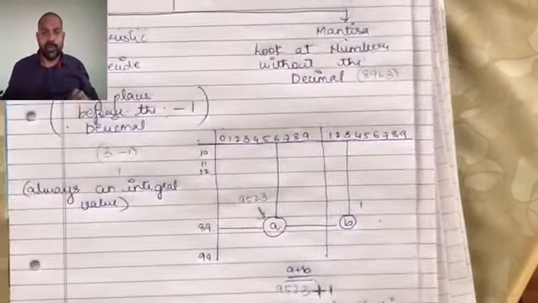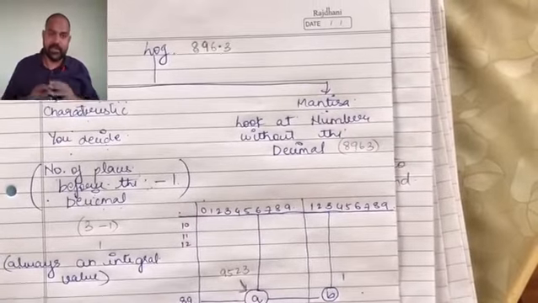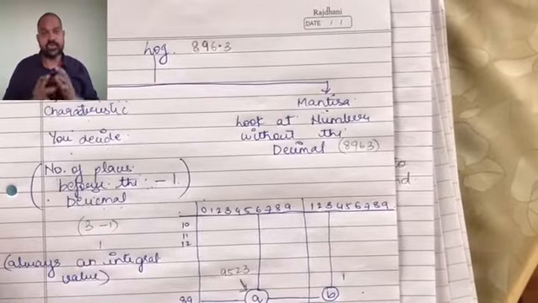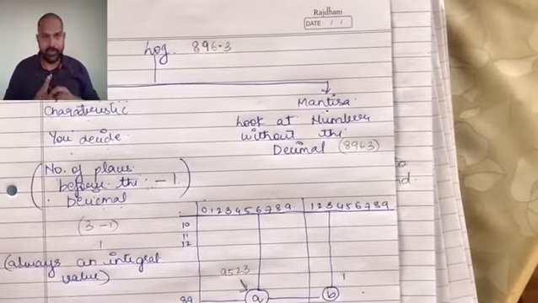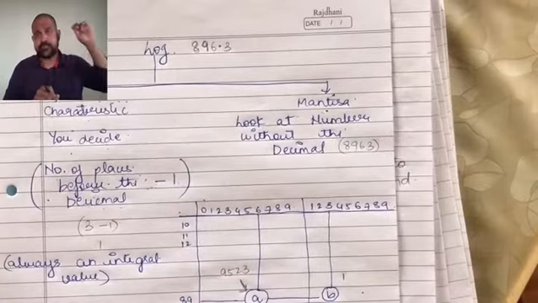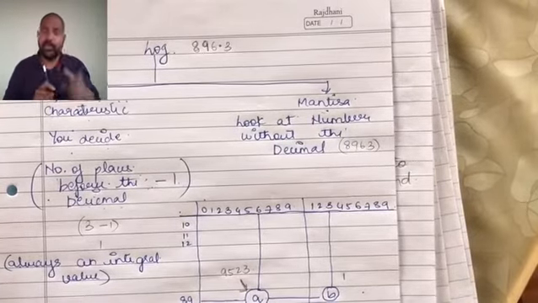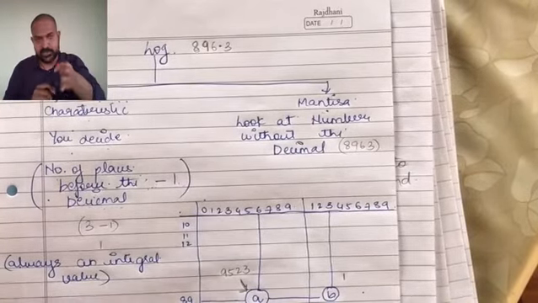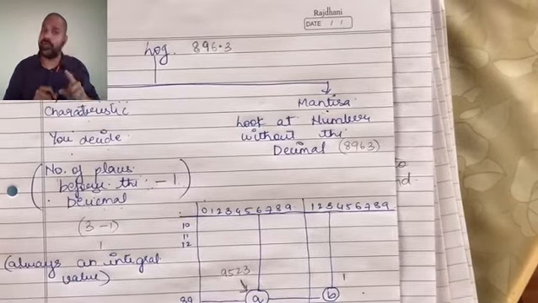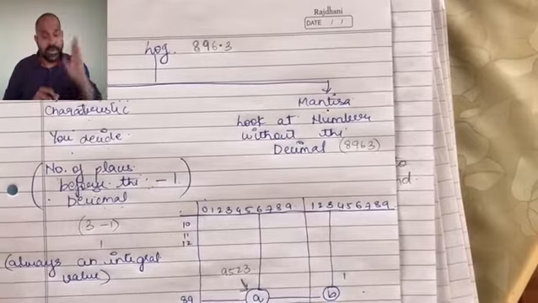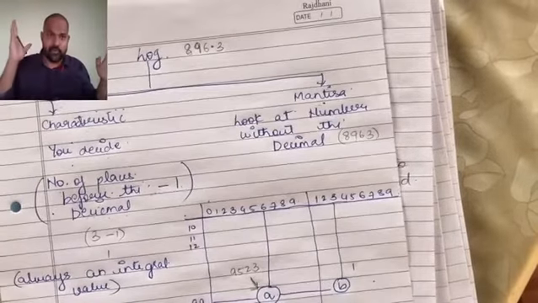Log of a number has two parts. One part is the characteristic, the other is the mantissa. The characteristic you decide: it is the number of places before the decimal minus 1. The mantissa you get from the table. How do you get it from the table? You look at the number without the decimal, first two digits in the first column, next digit in the next column, and then add the mean difference. This value is always and always a decimal value. Characteristic is always integral, mantissa is always decimal.